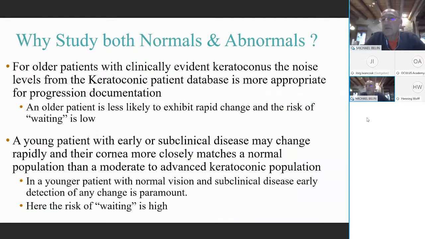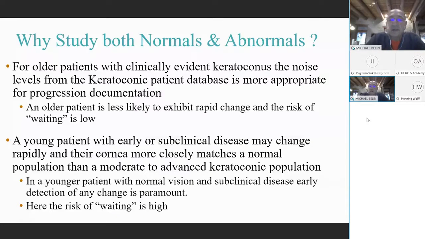And we decided it was also important to study both normal patients and abnormal, meaning keratoconic patients. And the reason for that is, for your older patients with clinically evident keratoconus, the noise levels from the keratoconic patient database is more appropriate to use. And we know that patients with keratoconus inherently have more noise in their measurements. Additionally, your older patients are less likely to exhibit rapid change, and the risk of waiting is low. In other words, you can follow them.